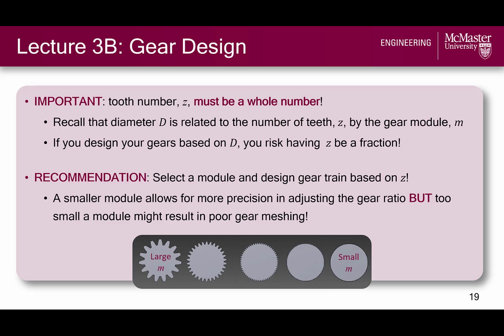We also discussed the selection of an appropriate module. While a smaller module gives more precision in adjusting the gear ratio for a given diameter, it results in smaller, finer teeth that might not mesh well if they are too small. For this reason, you need to strike a balance when selecting a module, which will likely be based on considerations such as the minimum number of teeth and general gear size requirements.